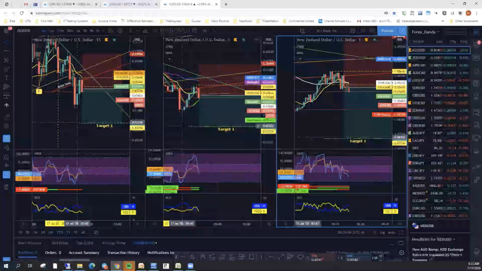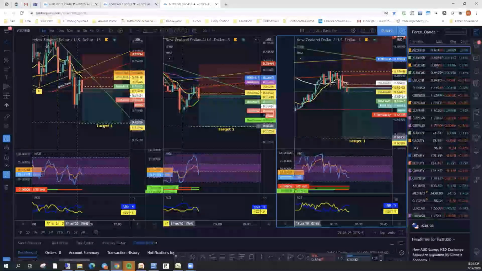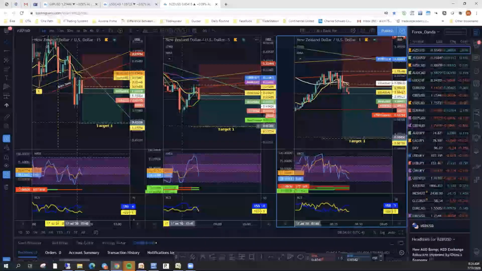Yeah, but right now we're favoring on all the currency pairs that we're looking at: the British US, the US CAD, and the New Zealand US. We're favoring all of those to be going to the strength of the dollar.